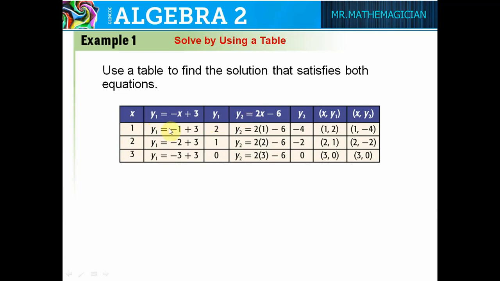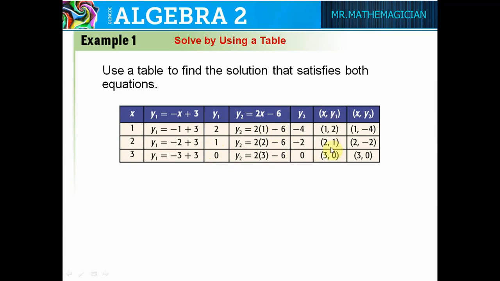So we just substitute with 1, 2, 3. Negative 1 plus 3 will give you 2. Negative 2 plus 3 will give you 1. Negative 3 plus 3 will give you 0. And also here 1, 2, 3 in the second equation. So 2 times 1 minus 6 is negative 4. 2 times 2 minus 6 is negative 2. 2 times 3 minus 6 is 0.